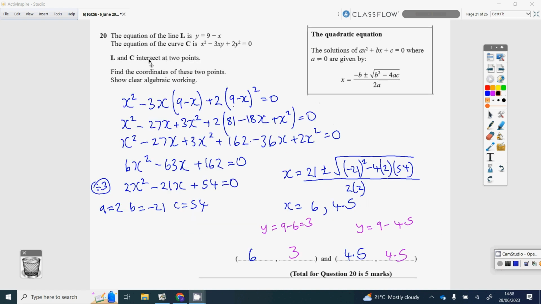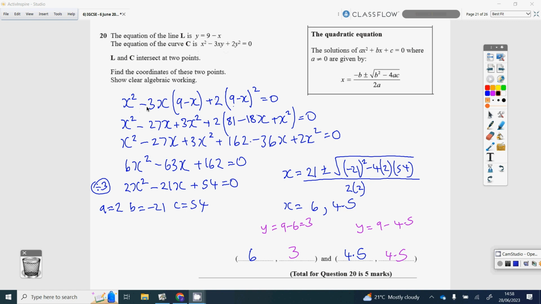Question 20. They intersect at 2 points, the line and the curve, find these points. So where they intersect, they are equal to each other. The x values are equal, the y values are equal. So I can go and substitute my L equation, 9 minus x, to replace the y's in the curve, equation C. They are equal to each other, so I can just replace the y with what it is equal to, which is 9 minus x.